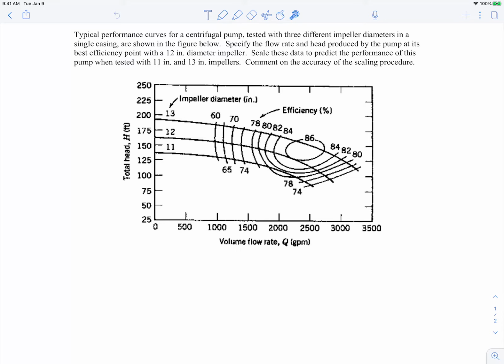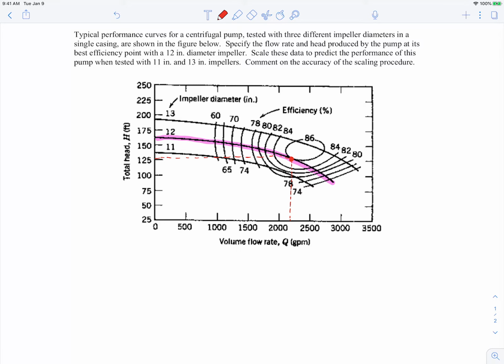So let's go ahead and first of all just find the pump performance at its best efficiency point for the 12-inch impeller diameter. So for the 12-inch impeller diameter, we're going to be following that curve. The best efficiency point will be right there. That's the highest efficiency. You can see, we're at 86% efficiency here. And then if we look down here at the volumetric flow rate, and then over here, let's see if I can do my best to draw this horizontally to find the head rise there.